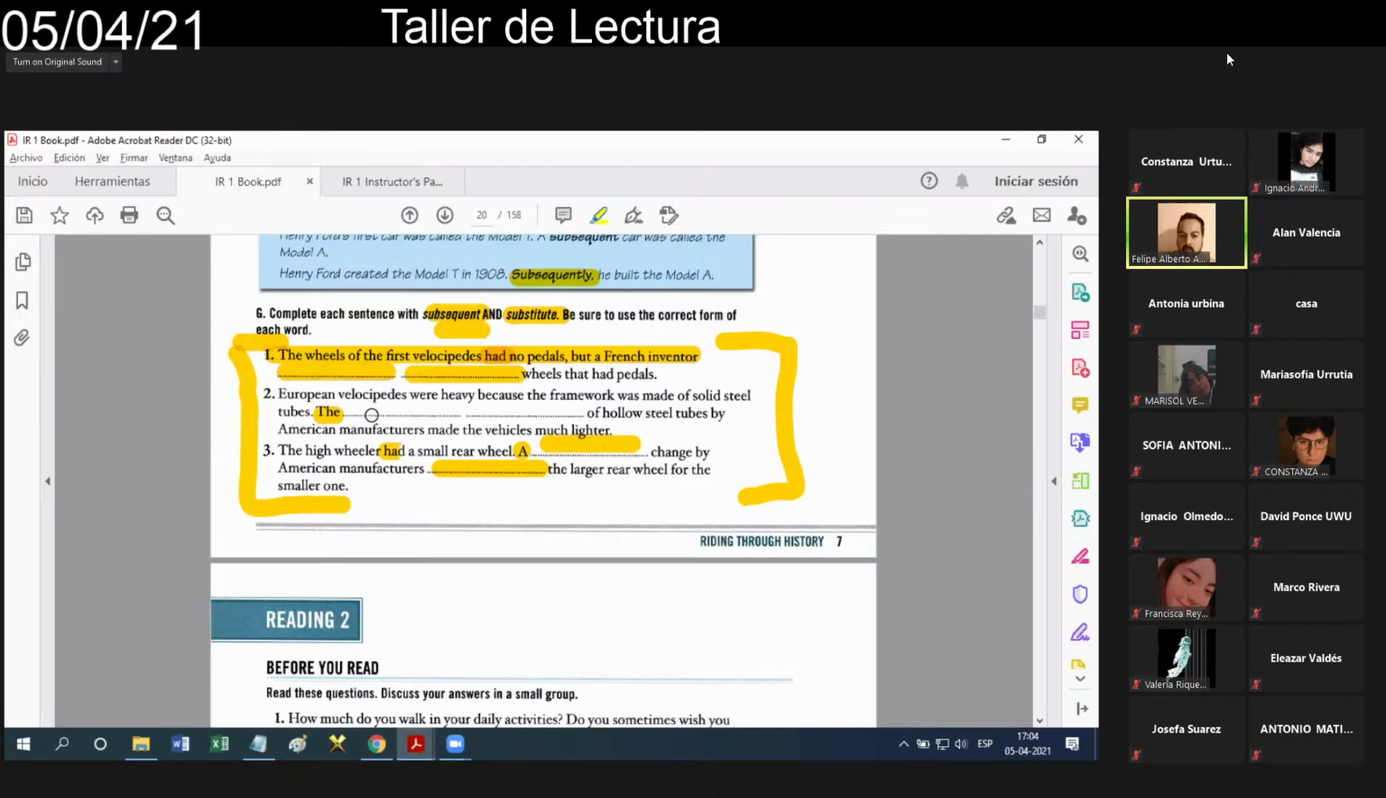Number two, the subsequent substitution, blah, blah, blah. And number three, the high wheeler had, that's past. A subsequent change, adjective noun, tandem, by American manufacturers, and we need a verb, substituted. Why? Because here we have a had. Tense agreement, larger rear wheel for the smaller one. Yeah?